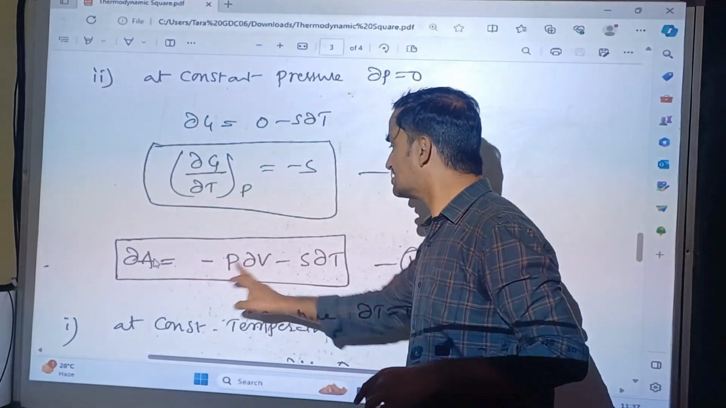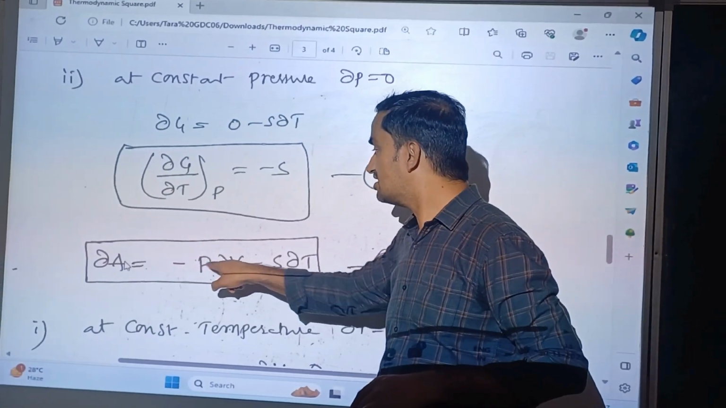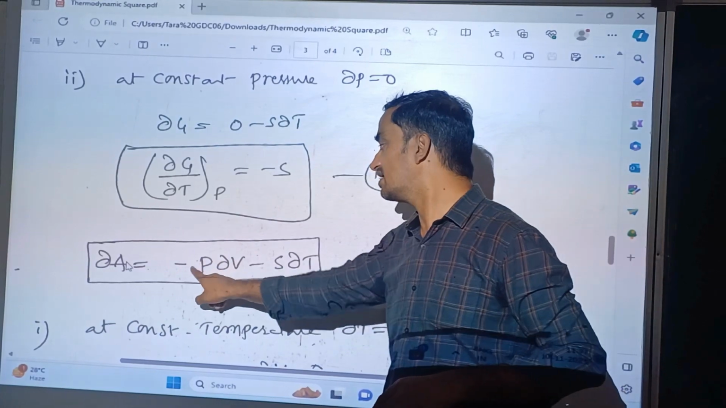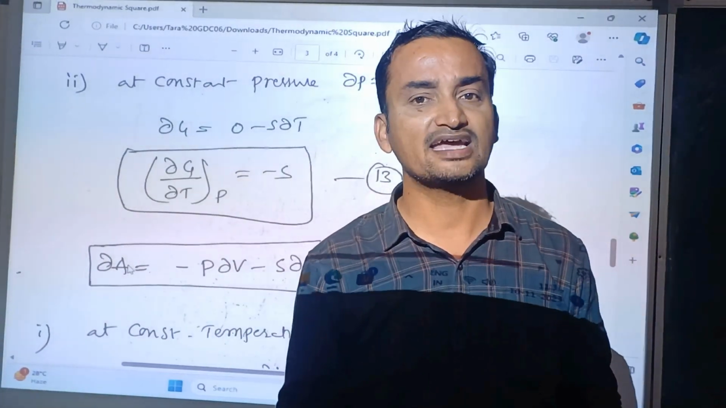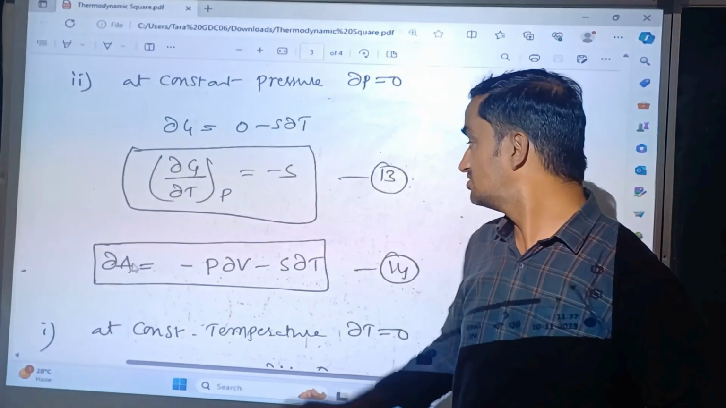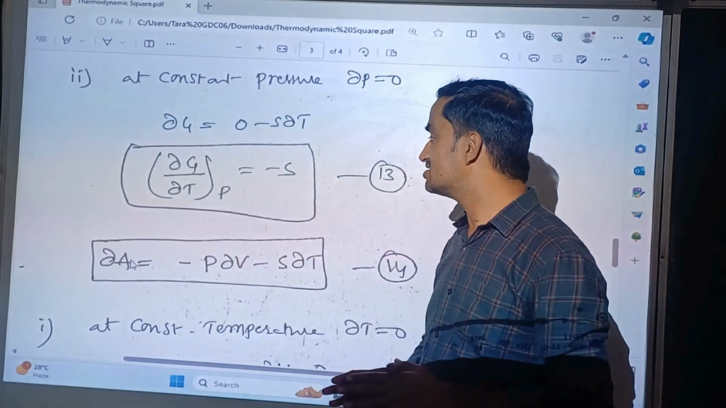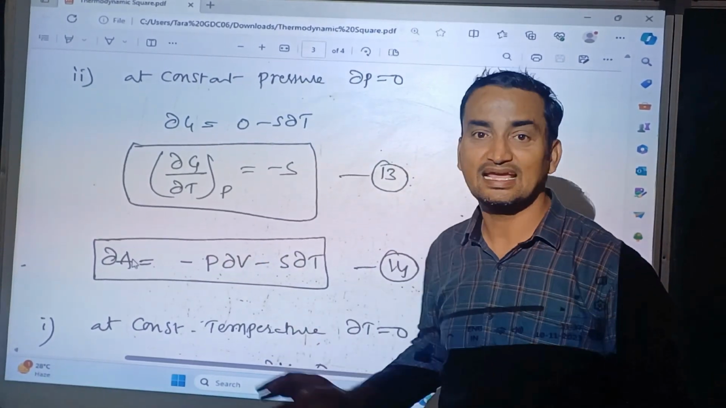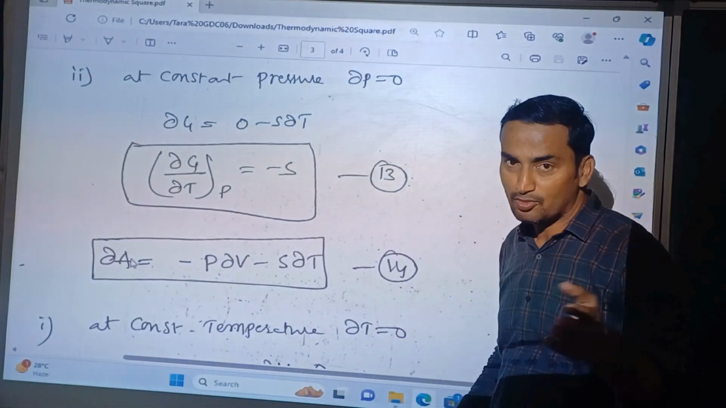Now why are two minuses there? Because if you see, towards V also an arrow is there, towards T also an arrow is there. That's why in both cases we are getting the minus sign. So in the 14th relation, dA is equal to minus P dV minus S dT. Now did you understand?